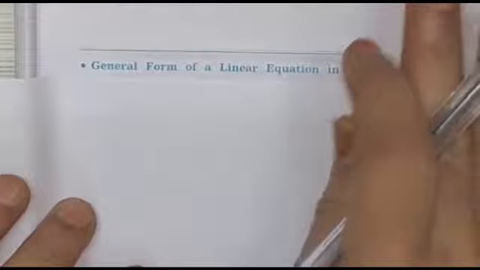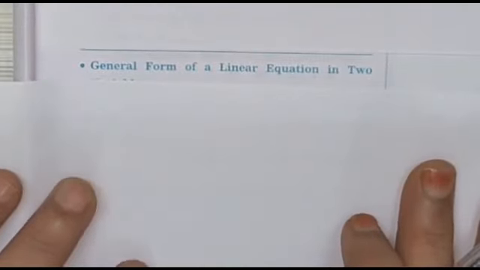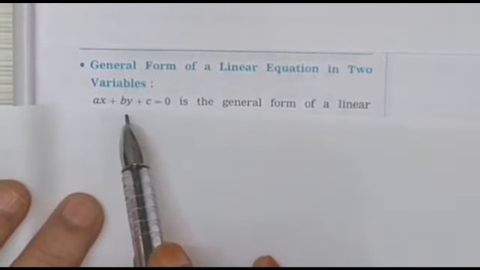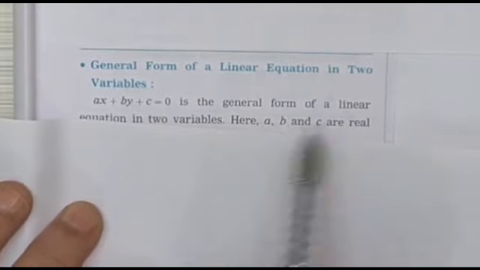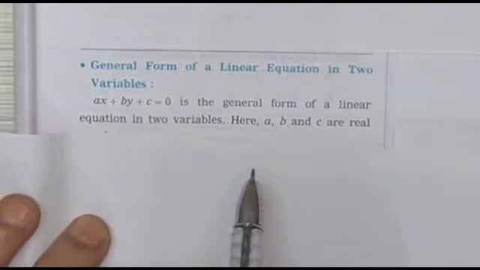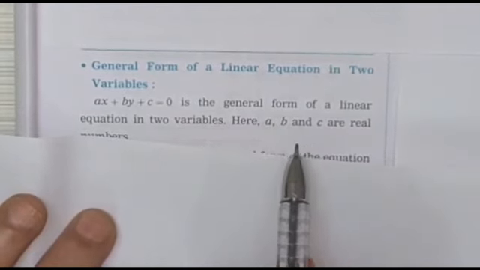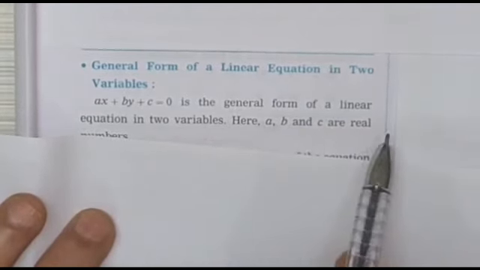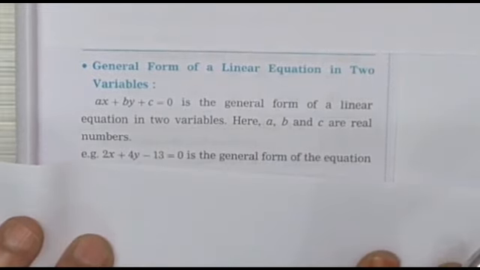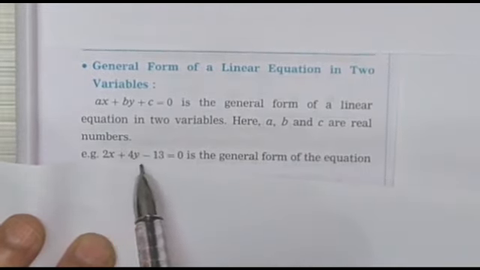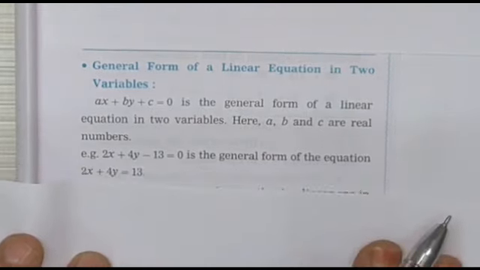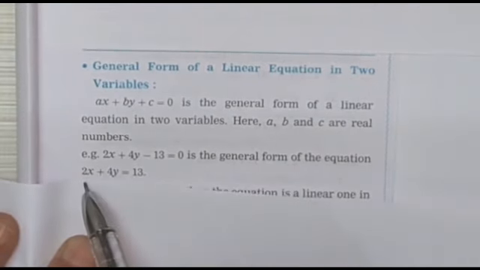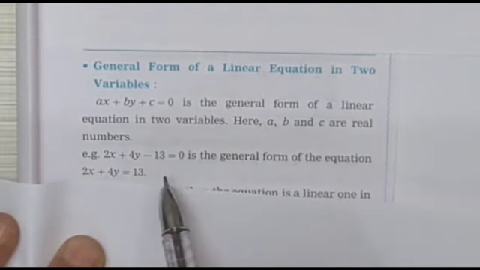Now, we will see the general form of a linear equation in two variables. ax plus by plus c is equal to 0 is the general form of a linear equation in two variables. Here, a, b and c are real numbers. For example, 2x plus 4y minus 13 is equal to 0 is the general form of 2x plus 4y is equal to 13.